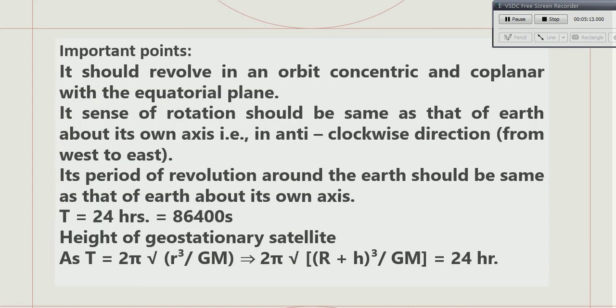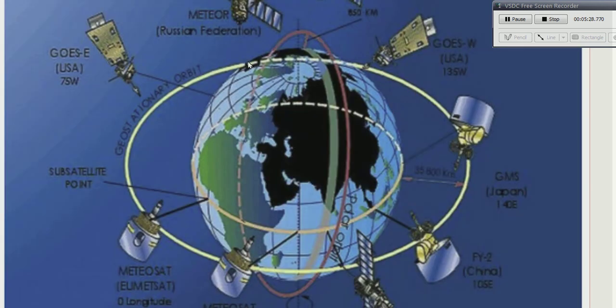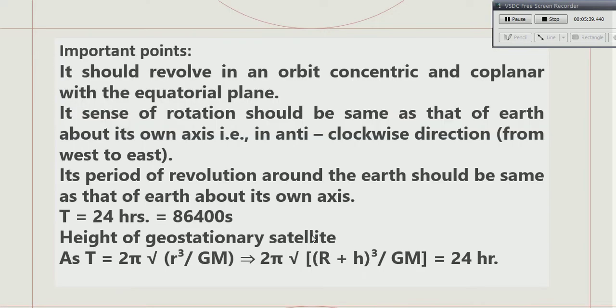What are the important points I need to remember for a geostationary satellite? First of all, it should revolve in an orbit concentric and coplanar with the equatorial plane. Why? Let's see the diagram again. This one is an elliptical orbit, or rather I can say circular orbit. So this one is the concentric equatorial plane. Clear? That's the first point. Its sense of rotation should be the same as that of Earth about its own axis, that is anti-clockwise from west to east. That is already stated.